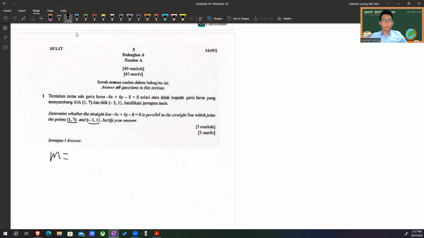For the gradient, just use the formula y2 minus y1 over x2 minus x1. So this is 7 minus 1, 6, over 1 minus negative 3, 4. 6 over 4 is 3 over 2.